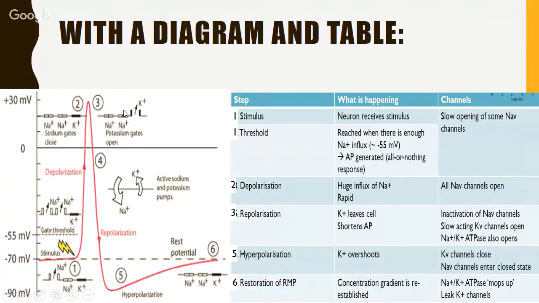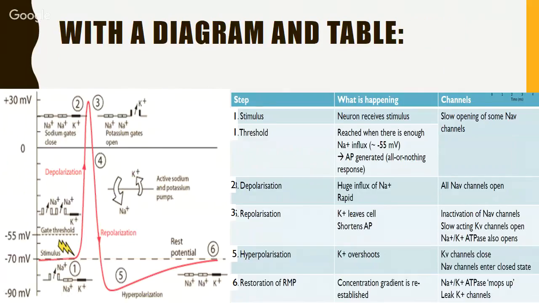The potassium channels will open. All the potassium will run outside of the cell, and suddenly you've got a very negative cell. This is called hyperpolarization. And then you have the sodium-potassium pumps bringing it back to the resting membrane potential. Any questions? All right, fantastic.